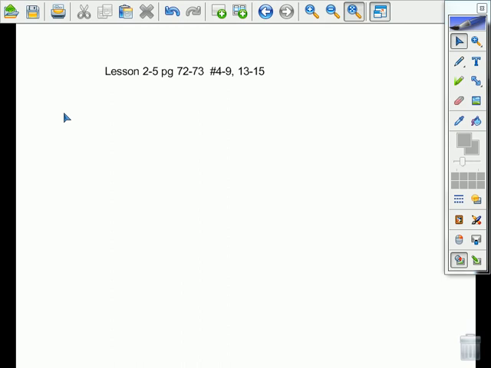If you want to get started on your assignment, it's going to be lesson 2.5, pages 72 to 73, problems 4 through 9, and 13 through 15.